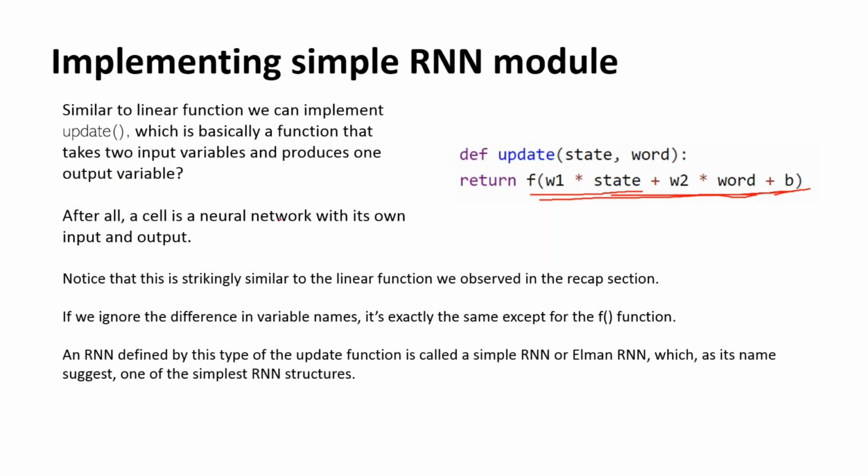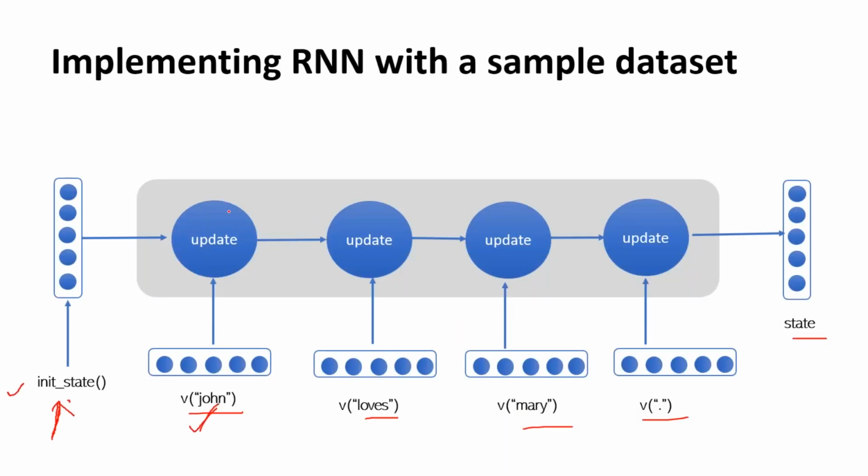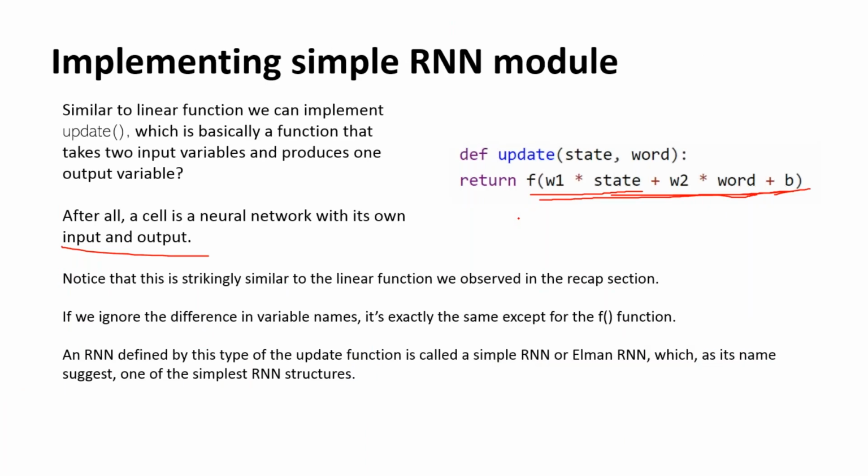After all, a cell is a neural network with its own input and output. So here each cell, if you see here, I can say this is my cell, this is another cell, this is another cell, this is another cell. So each cell basically has its own input and output.